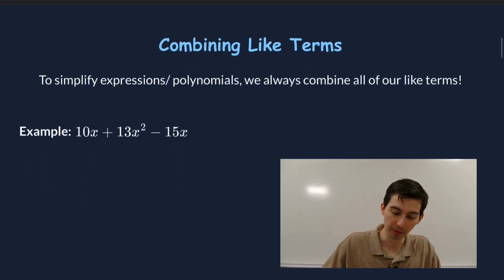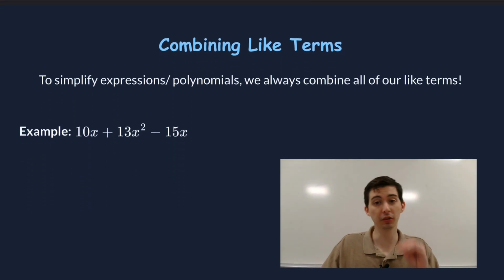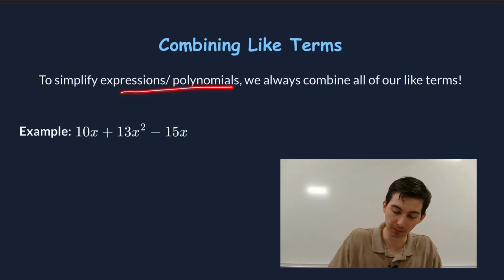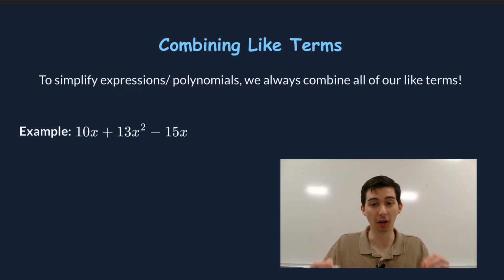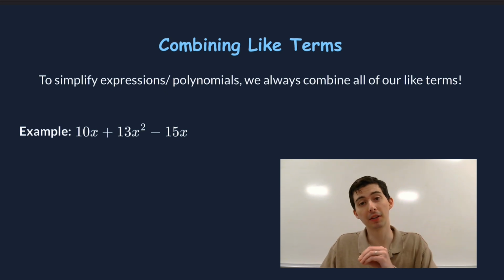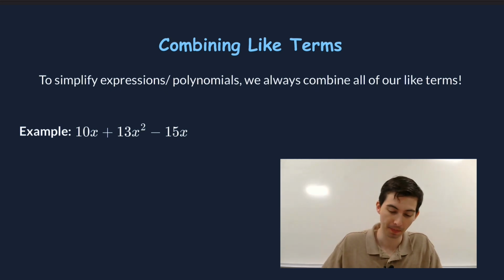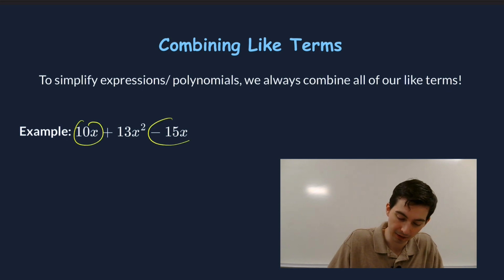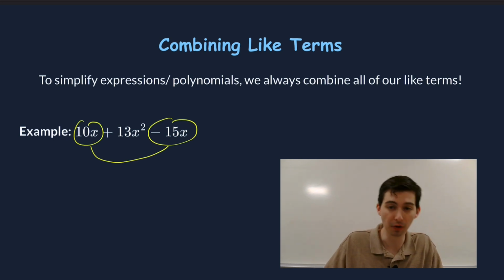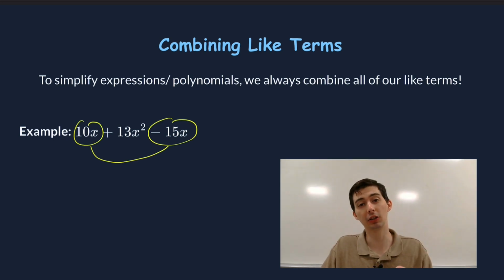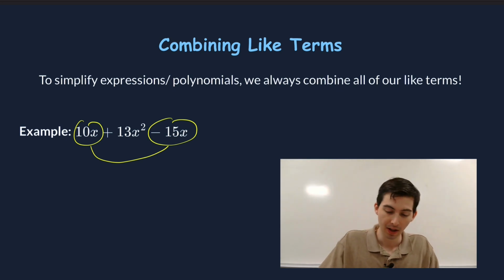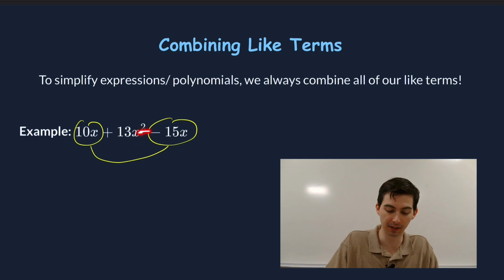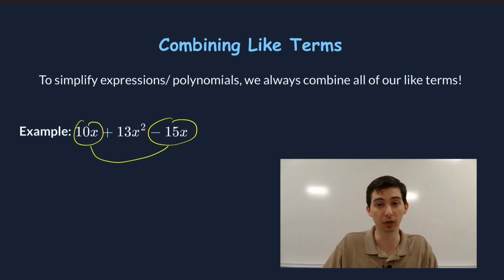But we're going to talk a little bit more about combining our like terms first, just to kind of review and recap. So remember, to simplify expressions, we always combine all of our like terms. And remember, like terms have the same variable and the same exponent. So when I look at this, I see that 10x and negative 15x, both of those are the same in the fact that they just have an x. I cannot combine it with this x squared because this has the squared where these two don't.